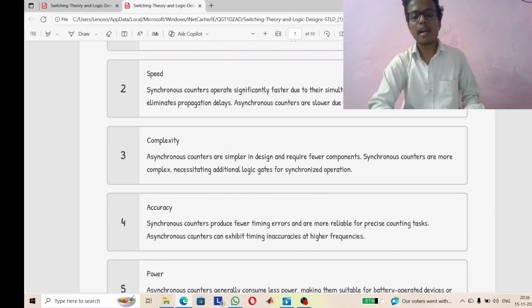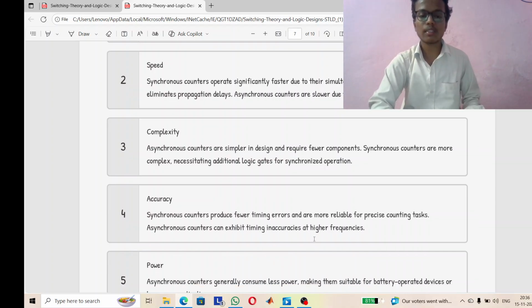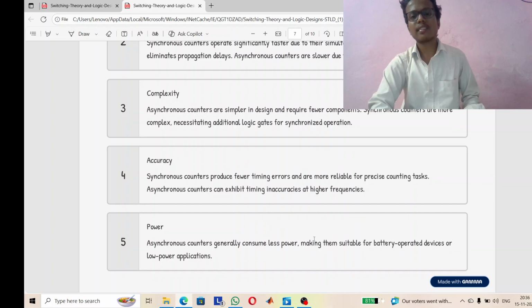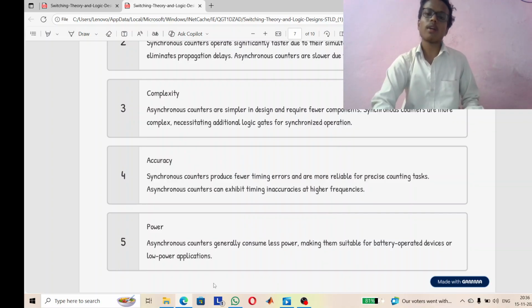Accuracy. Synchronous counters produce fewer timing errors and are more reliable for precision counting tasks. Asynchronous counters can exhibit timing inaccuracies at higher frequencies. The fifth key difference is power. Asynchronous counters generally consume less power, making them suitable for battery-operated devices or low power applications.